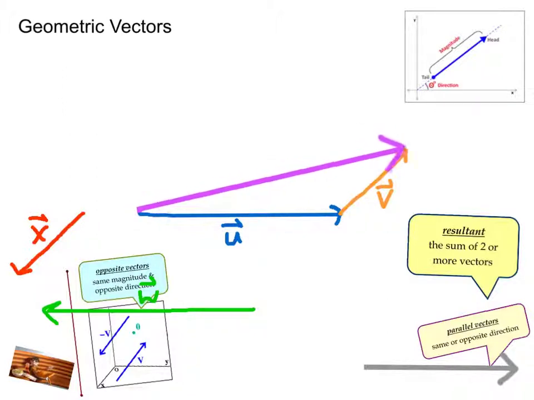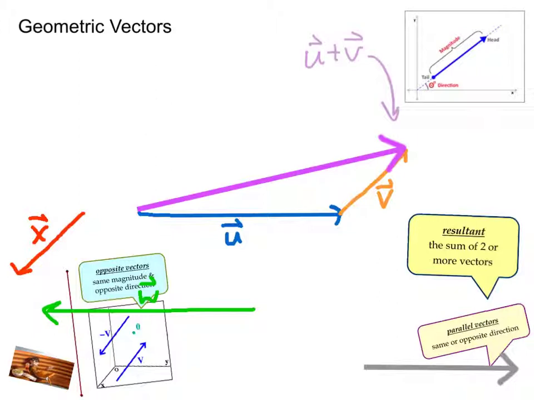How does that look? Good enough. That purple one right there is u plus v, vector u plus vector v. That is the shortcut between the two vectors.